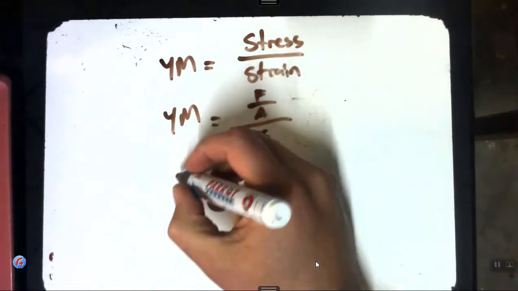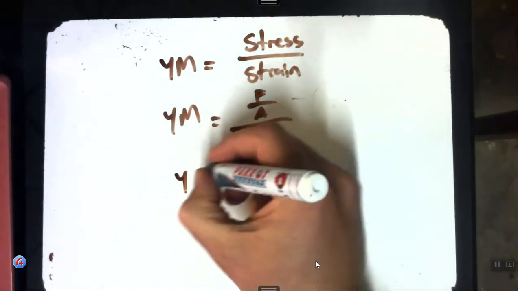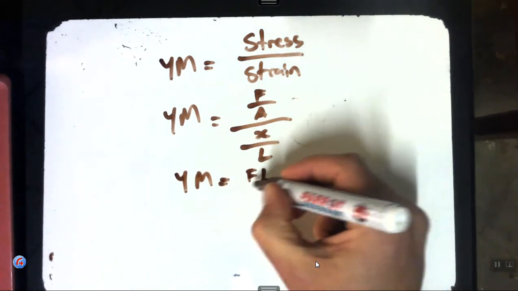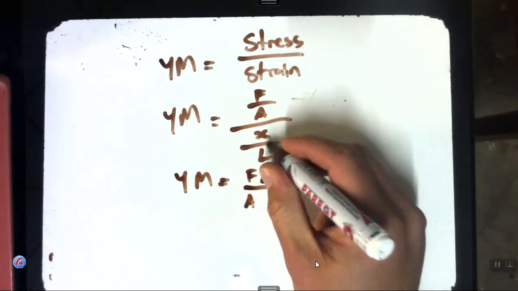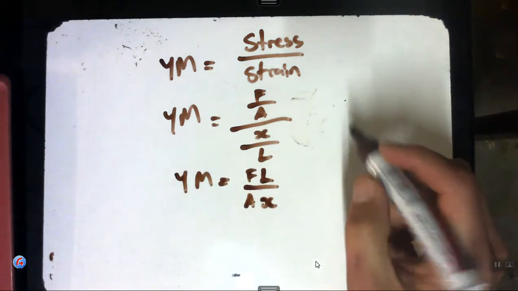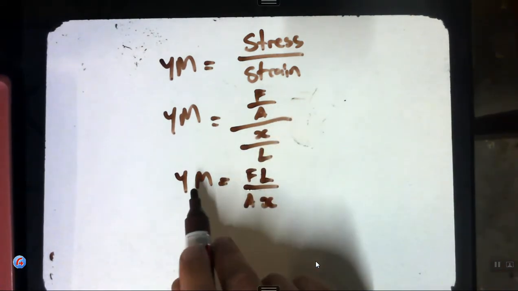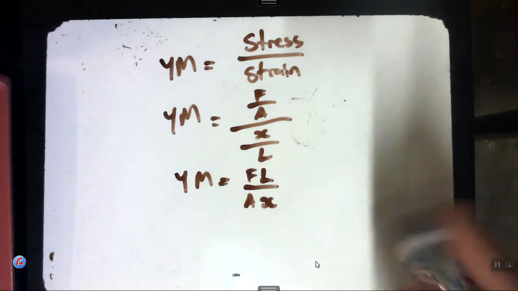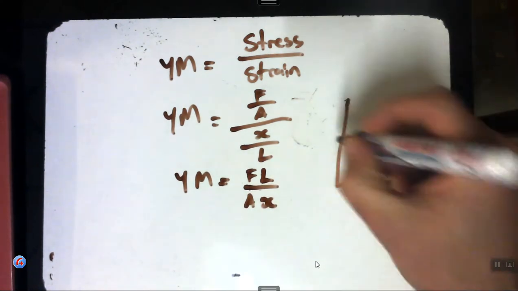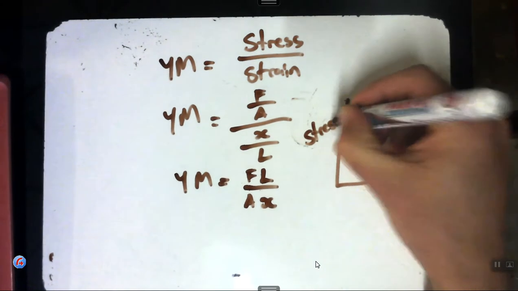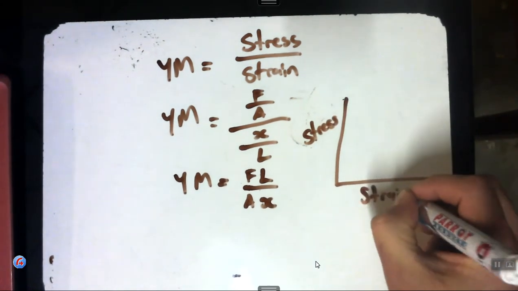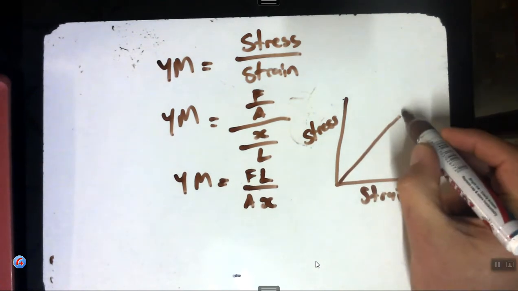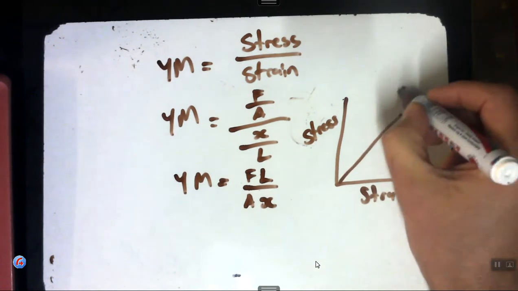Now, to calculate, sometimes we can simplify this by cross multiplying and getting force times length over area times extension. And that's also an easy way, specifically if we want to calculate some of these values. Okay, so if we have a graph of stress over strain, we also get a directly proportional graph, and then we have a similar point.